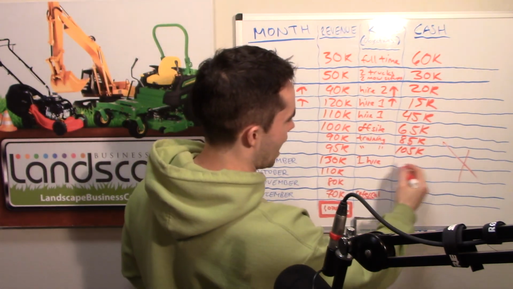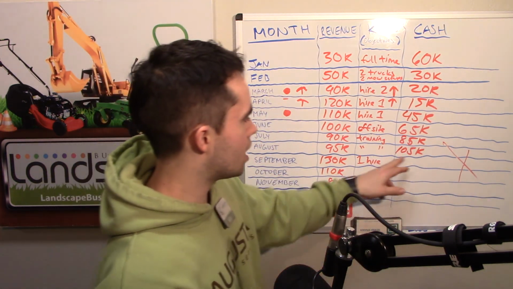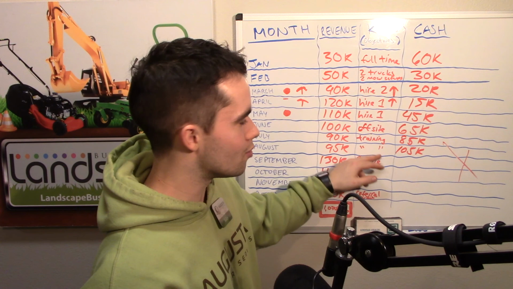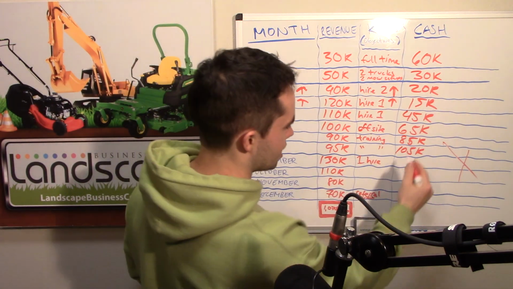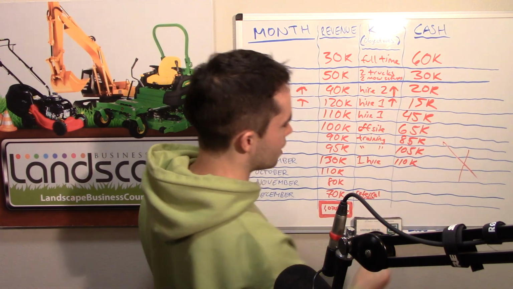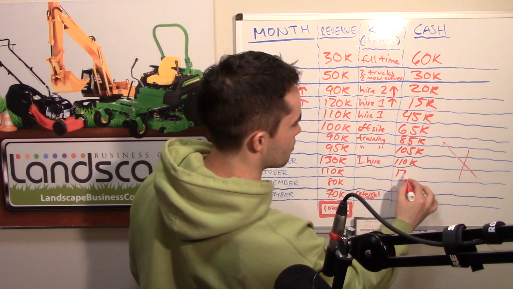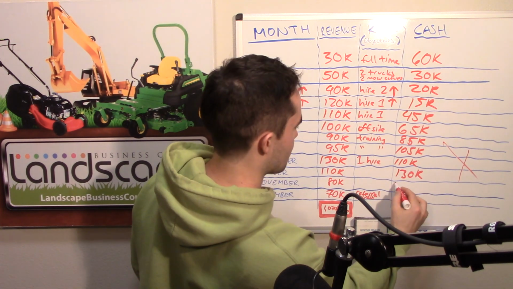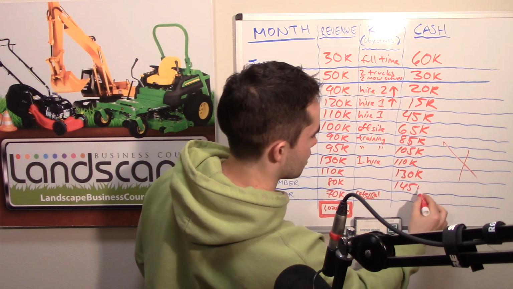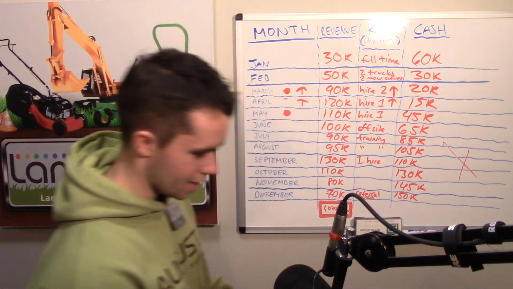September rolls around, we hire someone else. We kind of invest some more money back into the business because we might need to get some more equipment, do some marketing for fall cleanups, etc. So on this month, we're going to say that we don't really jump a whole lot in cash in the bank. In October, another good month, we're going to jump up to $130,000. November rolls around, $145,000. And $150K by the end of the year in the bank.